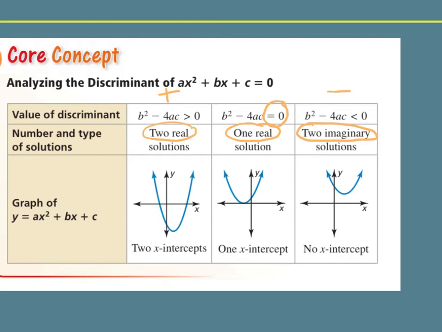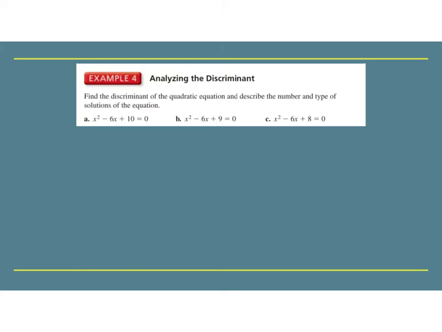So we're either going to have two real solutions, one real, or two imaginary. And the value of our discriminant tells us what it's going to be. So let's do some examples. It'll ask us the type of solution. If it's negative, it would just be two imaginary.